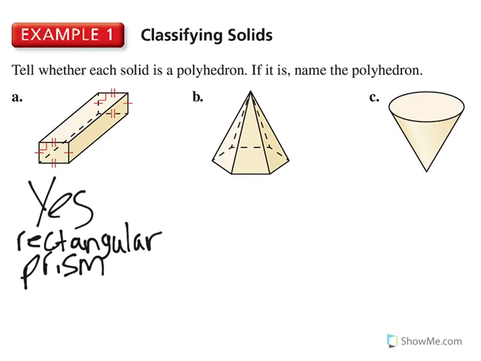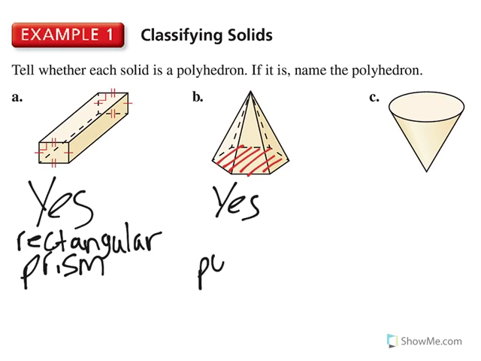In the second one, again, you want to look for, do you have all straight edges? We do, so again, it's going to be yes, it is a polyhedron. And then we want to see, do they come all to a point? Do we have one base that comes to a point, or do we have two bases that are parallel? In this case, you can see we have one base, this bottom part here, and then everything else just meets up at one point. So this one is going to be a pyramid.